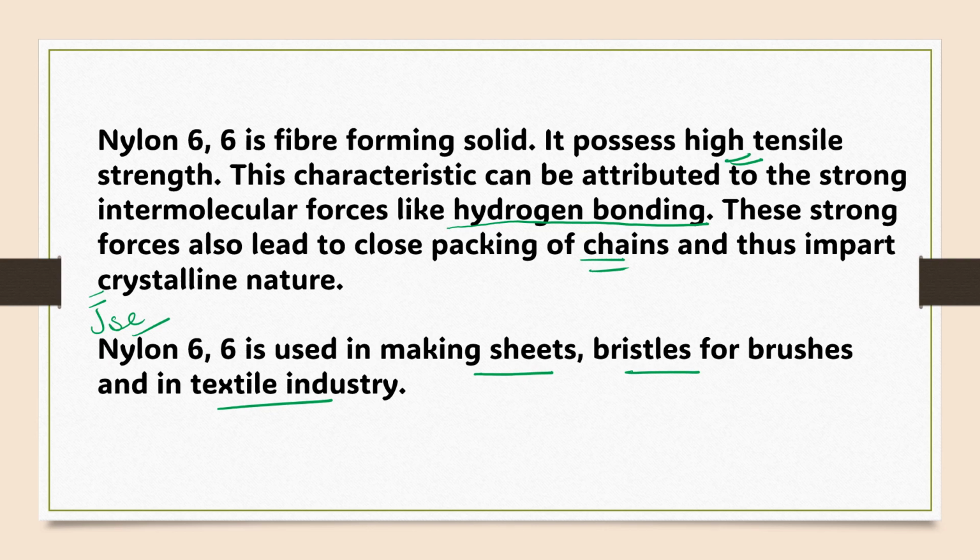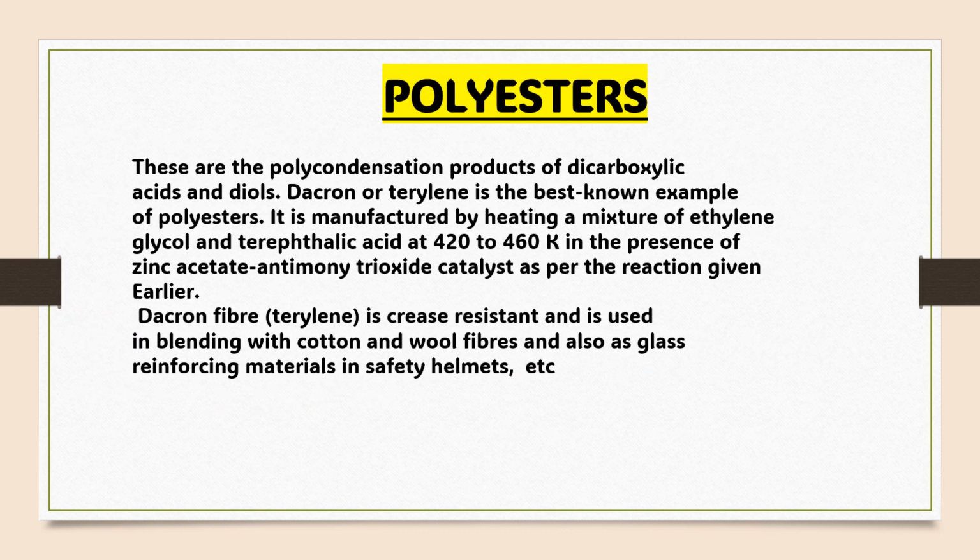So first, we should know what is an ester. R C double bond O R dash. This is an ester. This linkage C double bond O is the carboxylic linkage. So what are polyesters? These are the polycondensation product of dicarboxylic acids and diols.